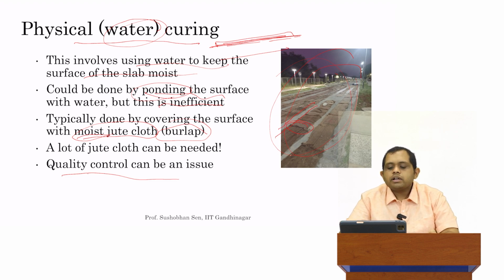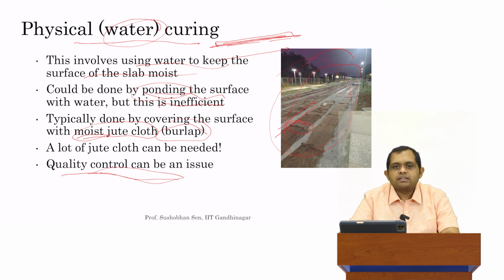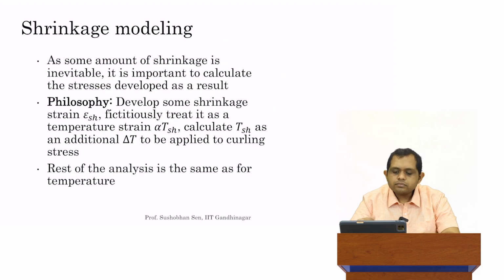So quality control can be fairly difficult to check in this particular case because it's such a manual and physical way of doing it. It's difficult to actually check whether quality control is taken care of or not. Whereas in chemical curing, that is relatively simpler, but there also many questions exist. So the effectiveness of curing for pavement applications is quite an open question, and there are a lot of different thoughts and a lot of different research going into this area.